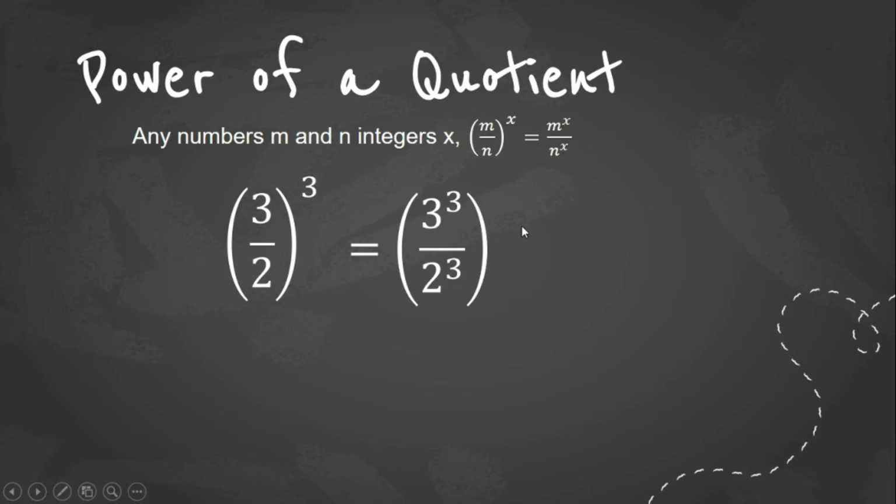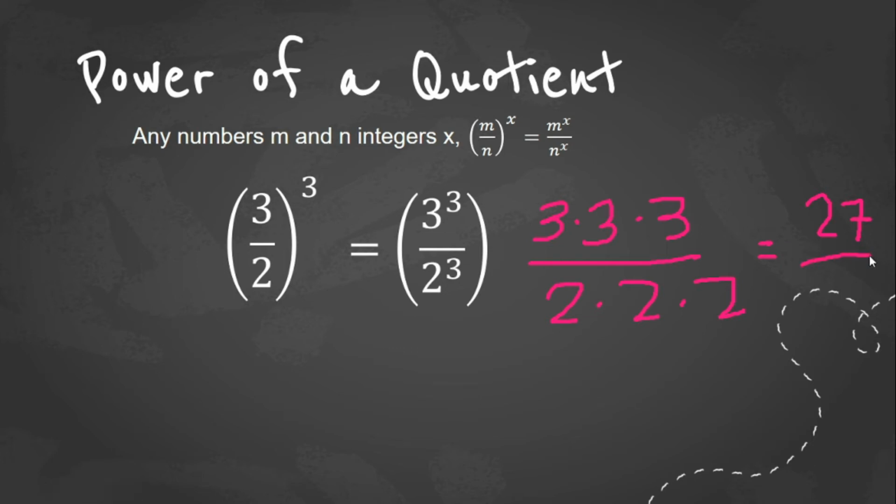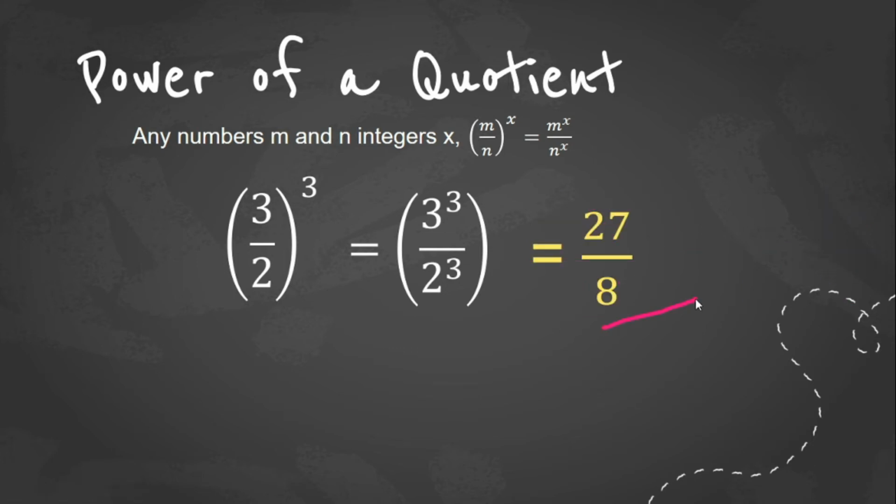And this 3 raised to 3 is equal to 3 times 3 times 3. Tama? All over 2 times 2 times 2. And this 3 times 3 times 3 is equal to 27. And then we have 2 times 2 times 2, that is equal to 8. That's why our final answer is 27 over 8. So those are the laws of exponent.